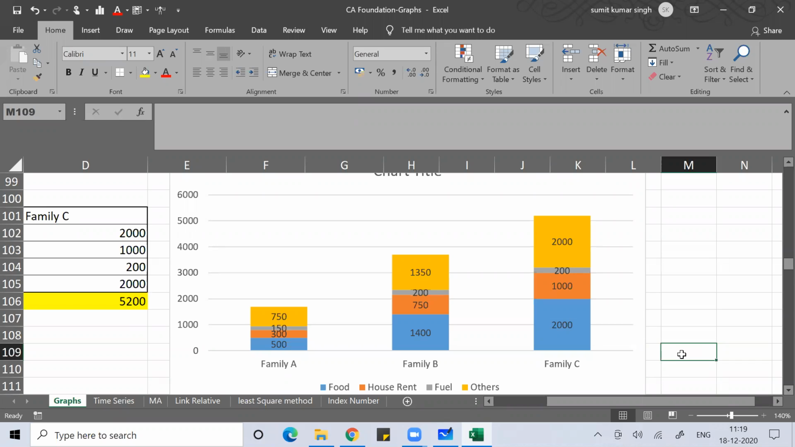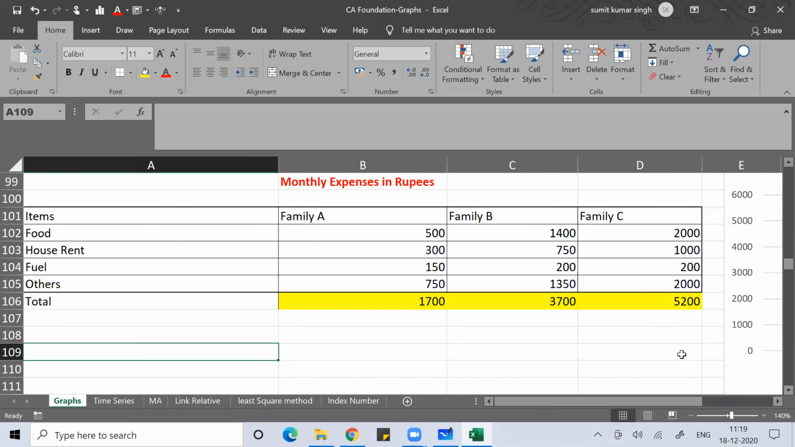So is this clear, everyone? This is called a subdivided bar diagram. You can do the breakup of the total, so this is a subdivided bar.